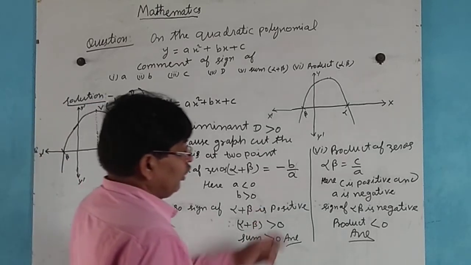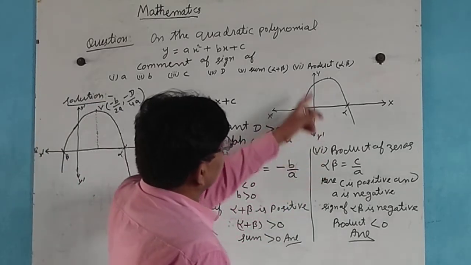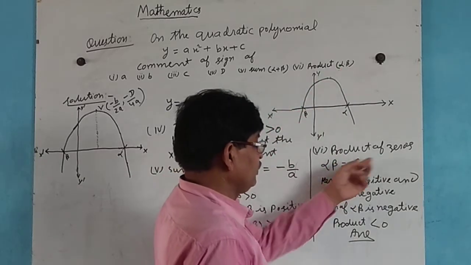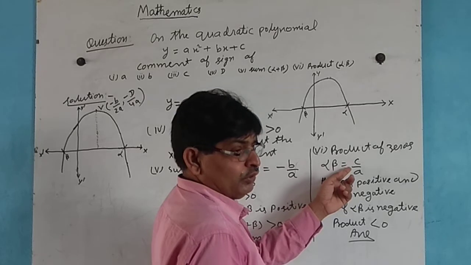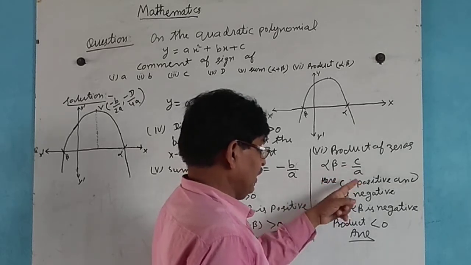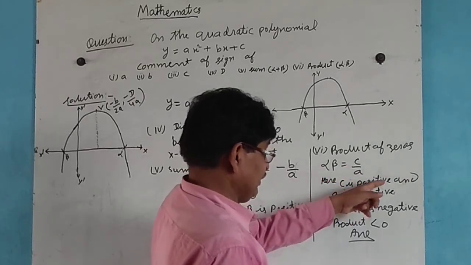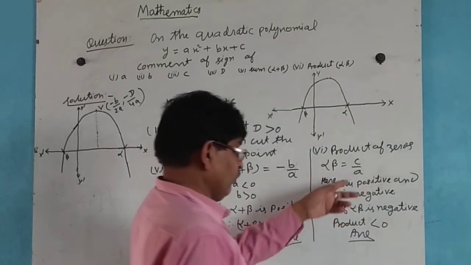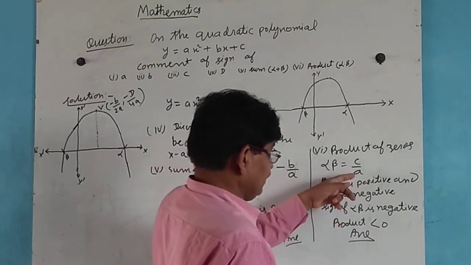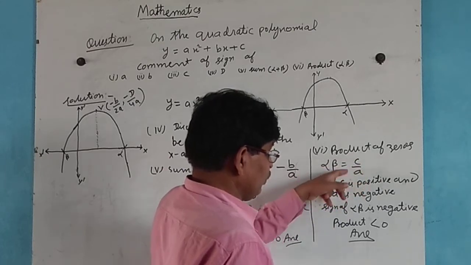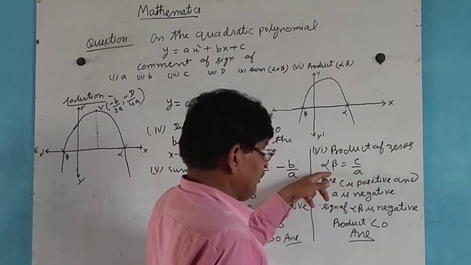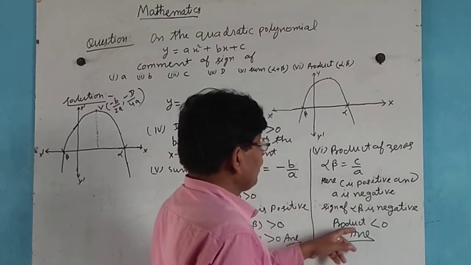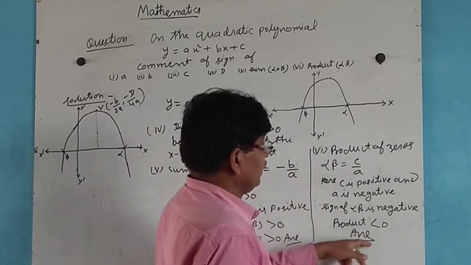Now, for sixth, the product of zeros, alpha beta, is equal to c by a. As you see, c is positive and a is negative, so this is positive, this is negative, whole negative, so alpha beta is negative, so the product is less than 0.